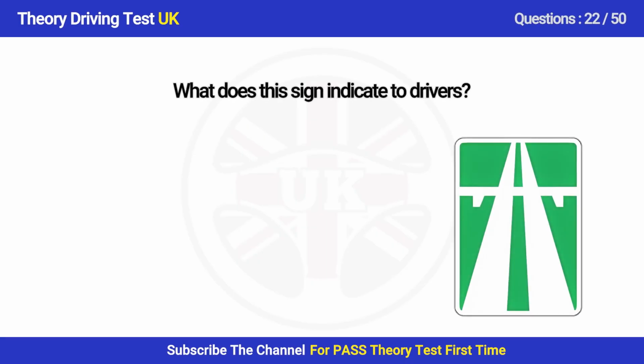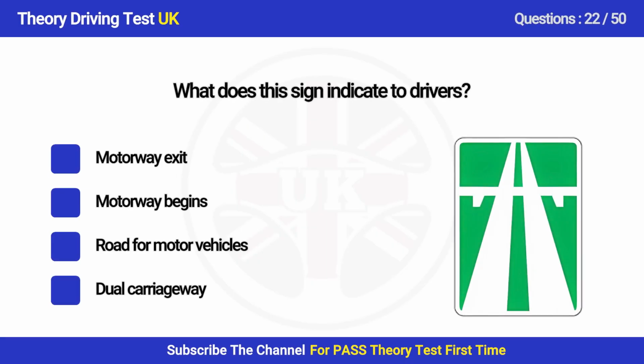Question 22. What does this sign indicate to drivers? A. Motorway exit. B. Motorway begins. C. Road for motor vehicles. D. Dual carriageway.